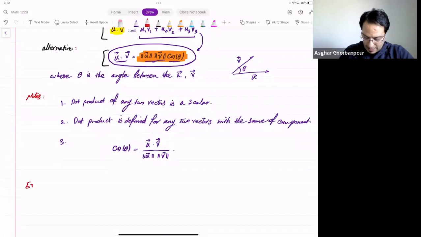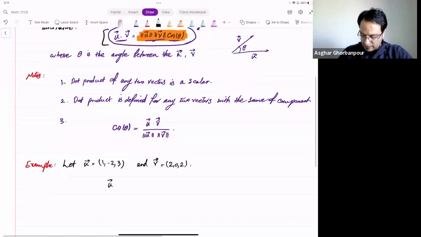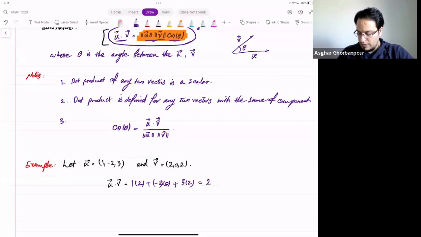I will start doing some examples. Let me just fix two vectors. Let u be (1, -2, 3), and v be (2, 0, 2), two vectors. Then we can find u dot v. U dot v is, well, you multiply the first component to the first one, 1 times 2, negative 2 times 0, 3 times 2, and then add them. Here in this case, this is 2 plus 0 plus 6, which gives me 8.